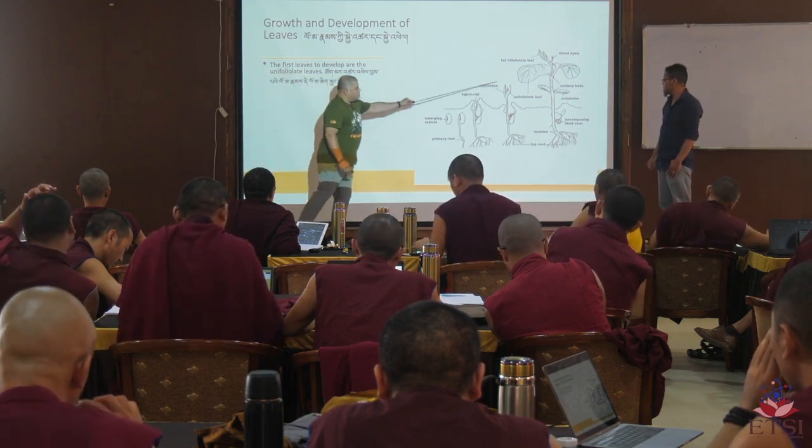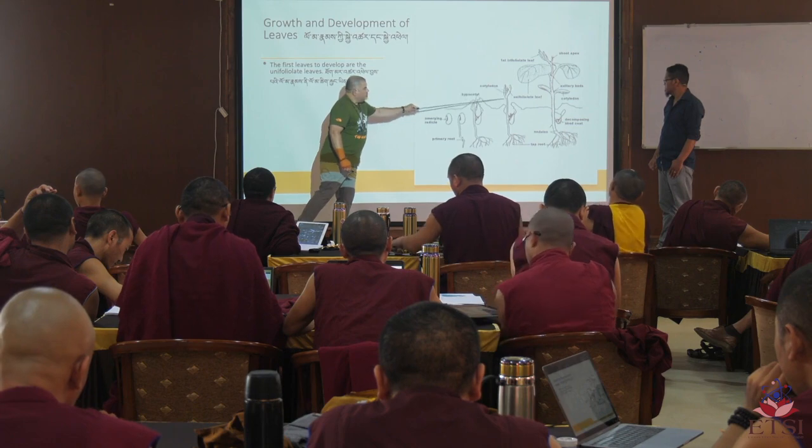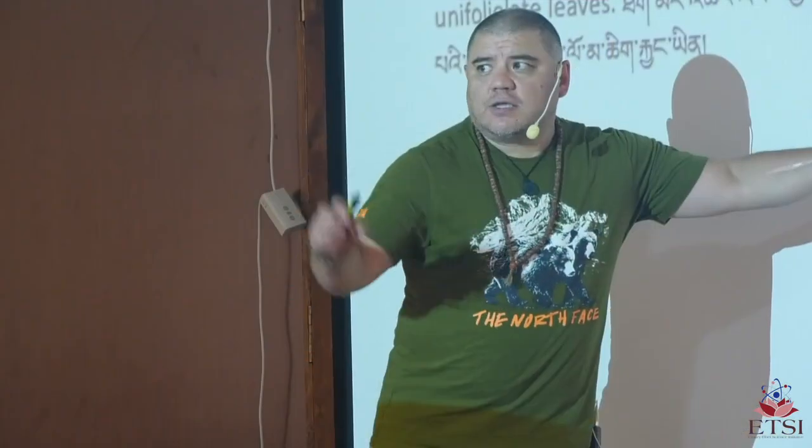So you will see a very small, sort of simple cotyledon with unfoliated structures.